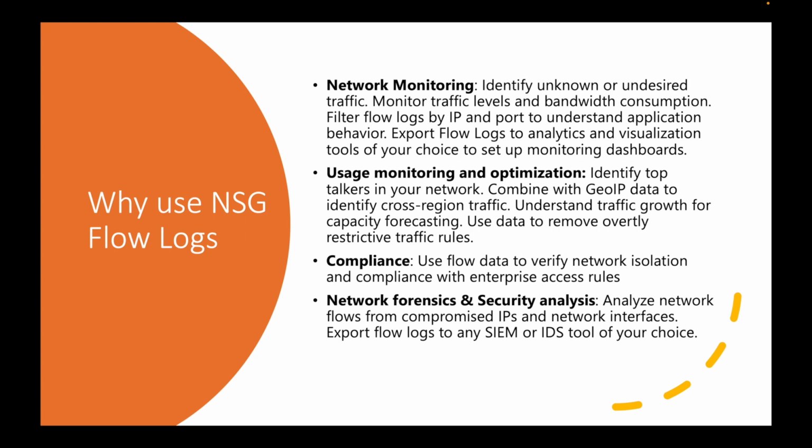Another thing is usage monitoring and optimization. You want to identify top talkers in your network, combined with geo IP data to identify cross-region traffic. So if you have resources in different parts of the world and you're noticing high utilization, you may need to bump up resources in certain areas. Then compliance: use flow data to verify network isolation and compliance with enterprise access rules. And then network forensics and security analysis: analyze network flows from compromised IPs and network interfaces.